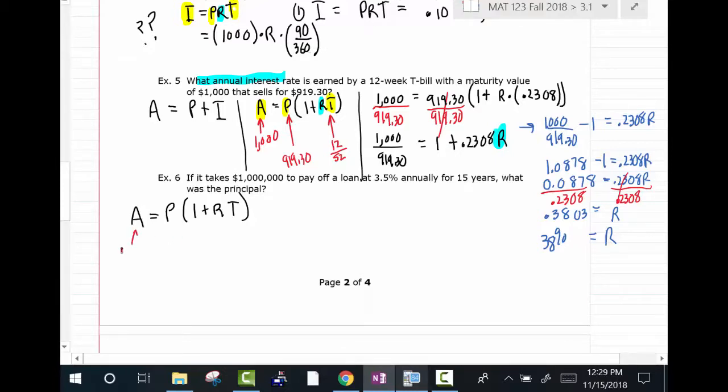The amount is the $1 million. The principal we don't know. The interest rate is 0.035. The time is 15 years. Do you need to do anything with 15? Like convert it? It's already in years, okay? If it's already in years, you don't have to worry about it, okay? But that time always has to be in years in these problems. Okay, so here's what you would have.